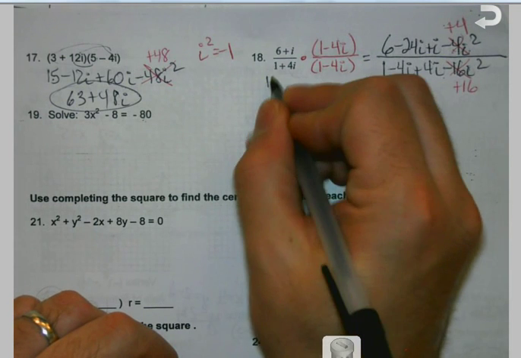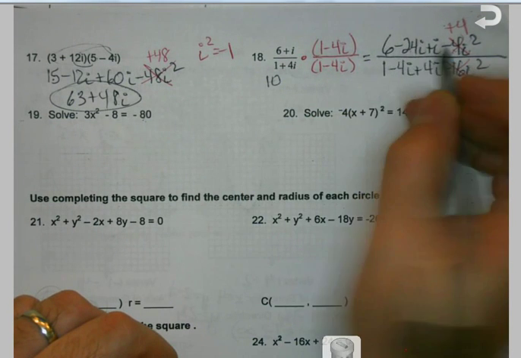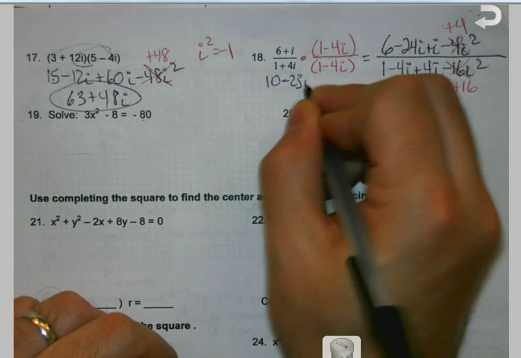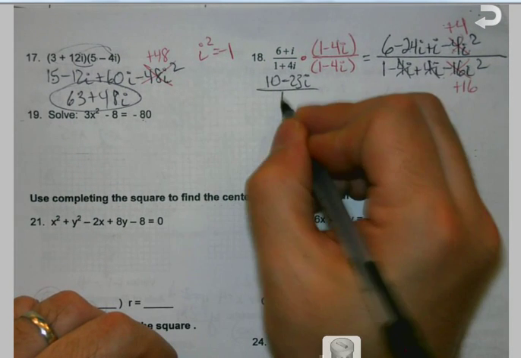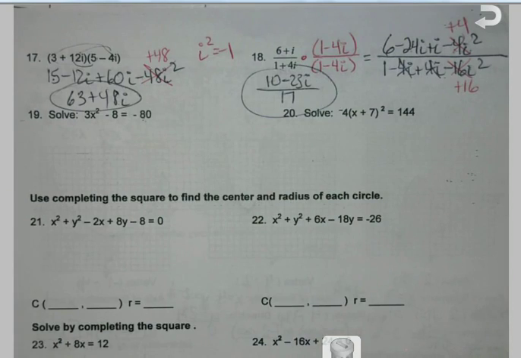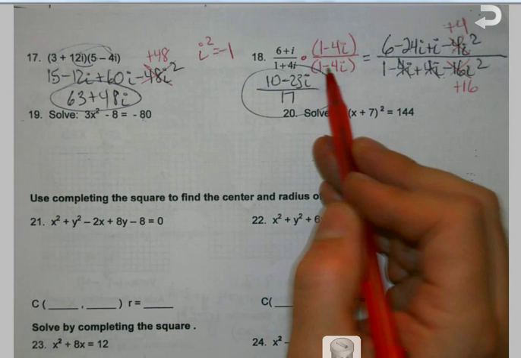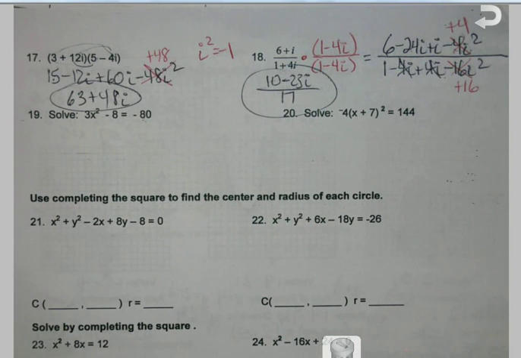6 plus 4 is 10. Negative 24 plus 1 is negative 23. Those guys cancel. 1 plus 16 is 17, and I'm good. But you have to make sure that you're multiplying by the complex conjugate. Change that sign, otherwise you're going to be in trouble.